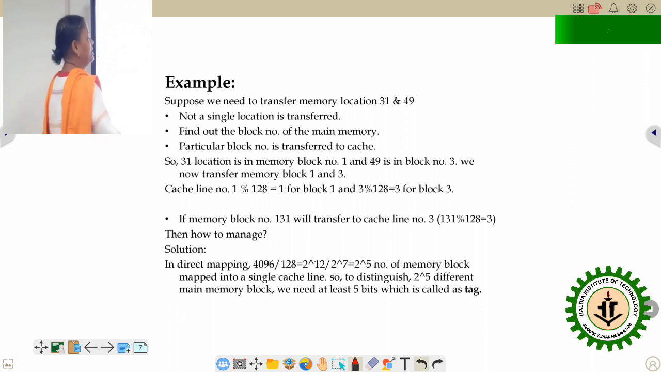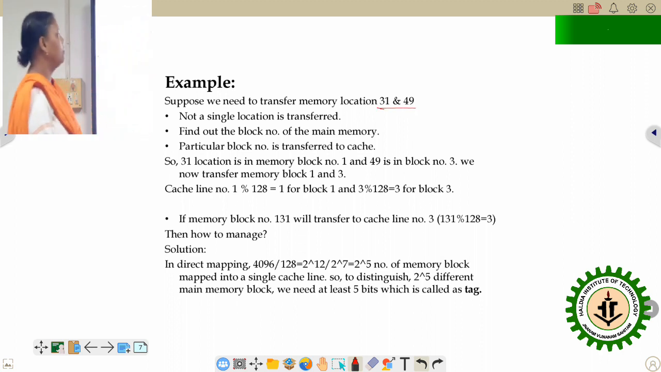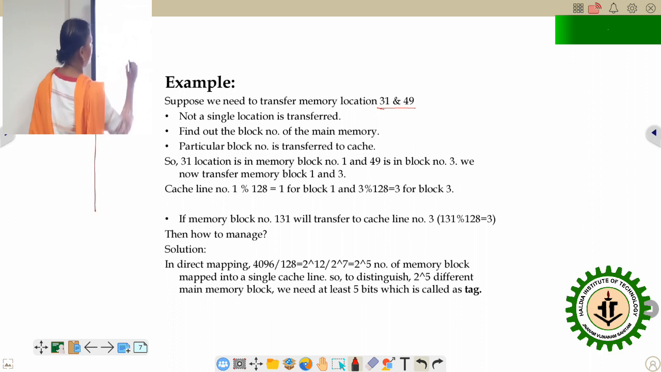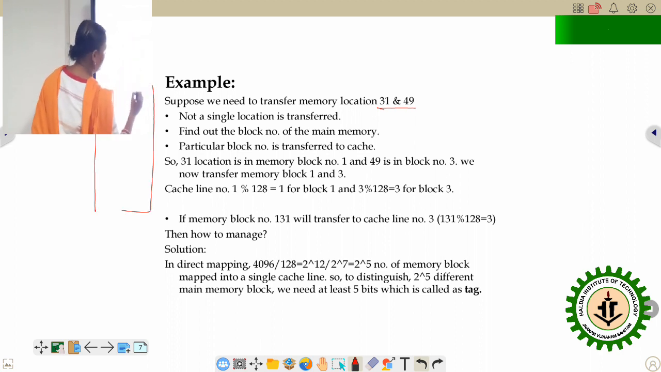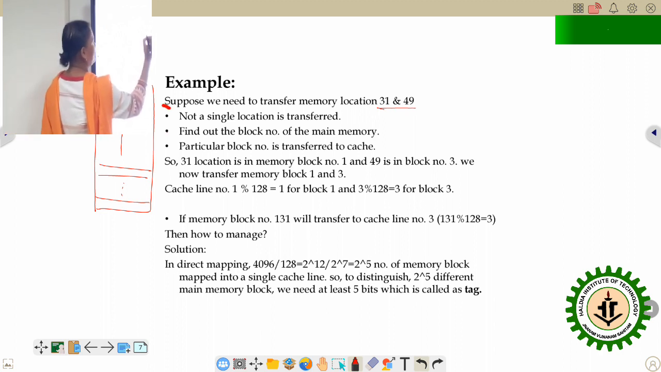Now how to transfer? Now the actual problem comes. Suppose we want to transfer memory location 31 and 49. So suppose I draw the diagram. Suppose this is the main memory. Main memory is nothing but a collection of addresses. So suppose this is block number 0, block number 1, 2, 3.